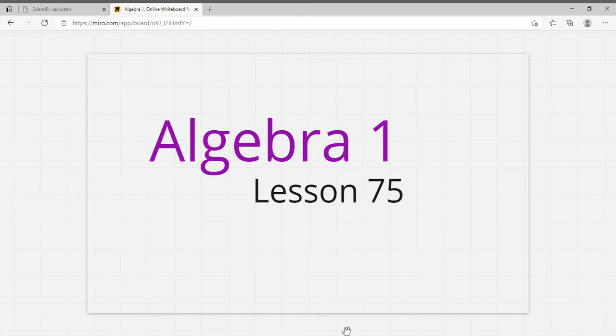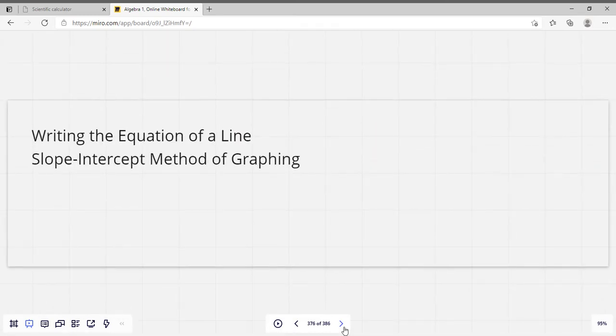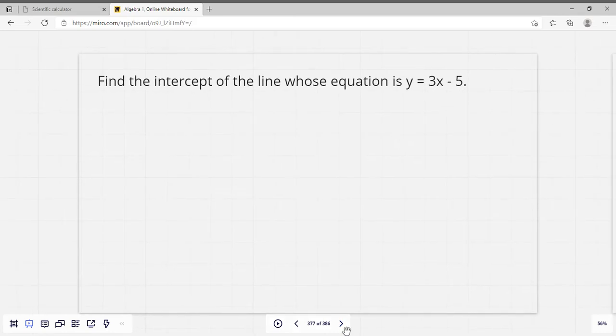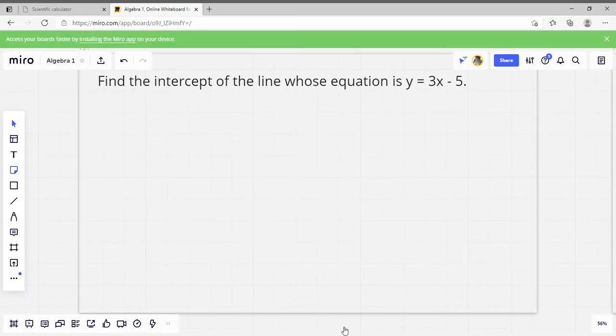Hello, this is Algebra 1, Lesson 75, and this lesson covers writing the equation of a line and the slope-intercept method of graphing. Okay, so this question asks us to find the intercept of a line whose equation is y equals 3x minus 5. Our basic formula for a line is y equals mx plus b.